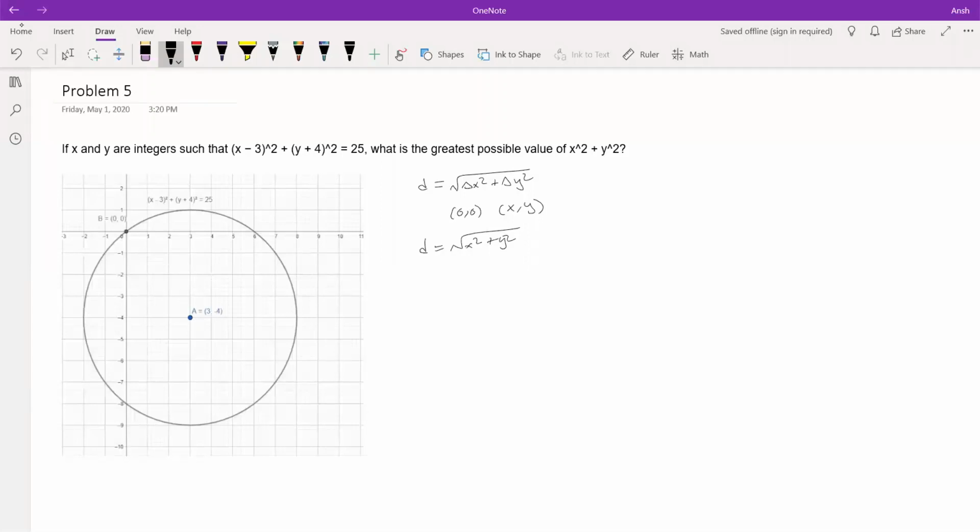So the point farthest away from the origin is diametrically across the circle, which would be over here. That would mean the distance equals 10, since the radius is 5, which means the diameter is 10. But if we said the answer is 10, we'd be making a common mistake. The question is actually asking for x squared plus y squared, which is distance squared. So distance squared equals 10 squared equals 100, which is our final answer for this question.